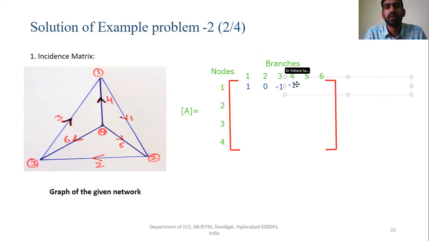Right. Now let us come to the branch number 5. Where is the branch number 5? The branch number 5 is not incident to node number 1. If it is not incident, the element is going to be 0. What about branch number 6? This branch number 6 is also not incident to node number 1. So obviously, with respect to branch number 5 and 6, node number 1 is not incident, so the matrix elements are going to be 0.